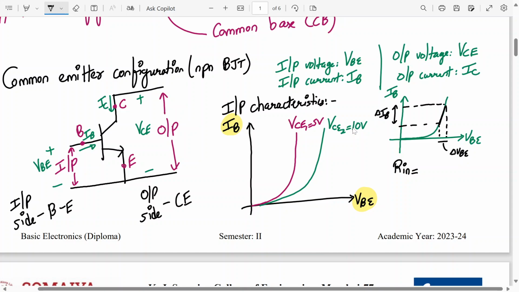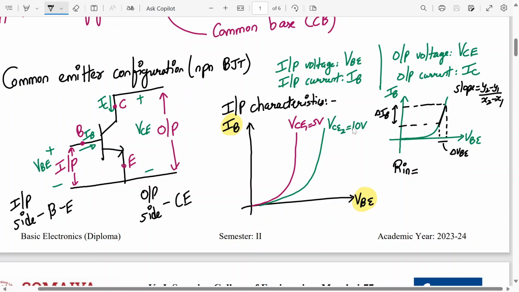So I can measure input impedance or input resistance of the BJT from the input characteristics. So Rn will be 1 upon slope. So what is the slope of this? y2 minus y1 upon x2 minus x1. ये पढ़ा है ना तुम लोगों ने? Slope is y2 minus y1 upon x2 minus x1. Yes or no? Hello? You understood? Understanding this?